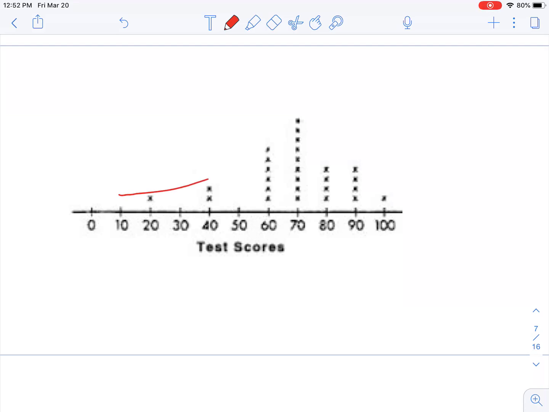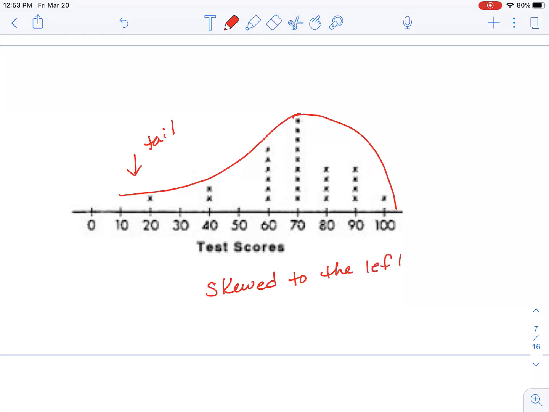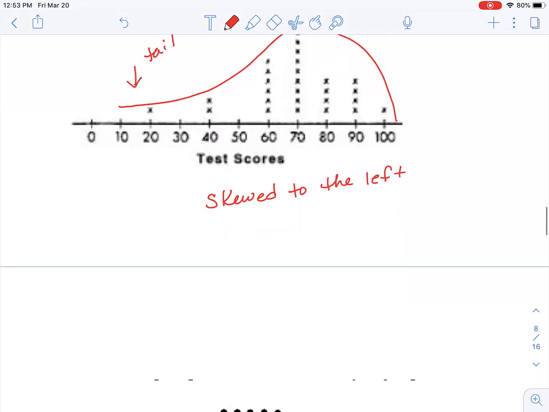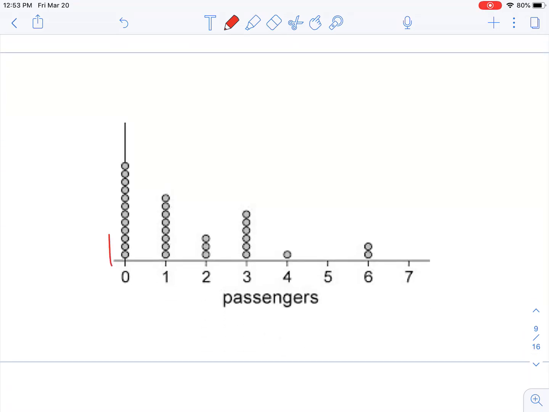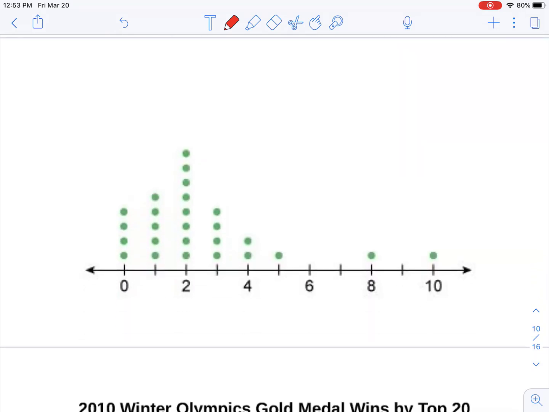Here's one, to the highest point, down the lowest. At this one, the first time, our tail is to the left. So we would say this is skewed to the left. There's another skew to the right. Another skew to the right.